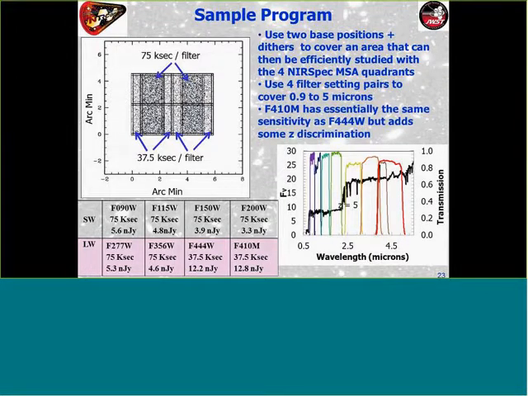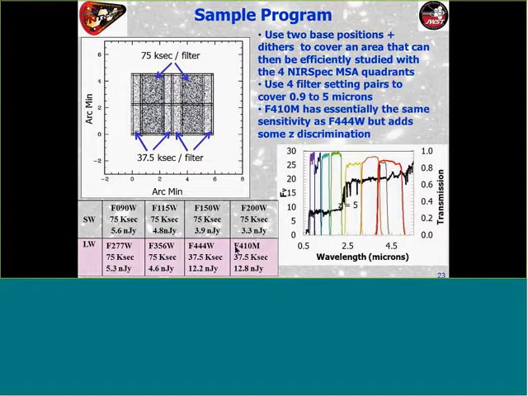So the NIRCam team sample program, you can see this figure on the left where we've got what are essentially two adjacent NIRCam fields of view, and there's some dither patterns involved here, and there's central stripes where each wide filter would get 75,000 seconds, and these adjacent regions would get half that amount.